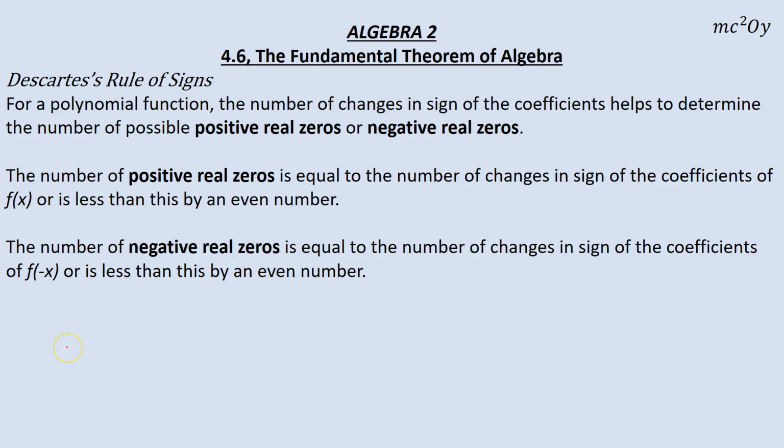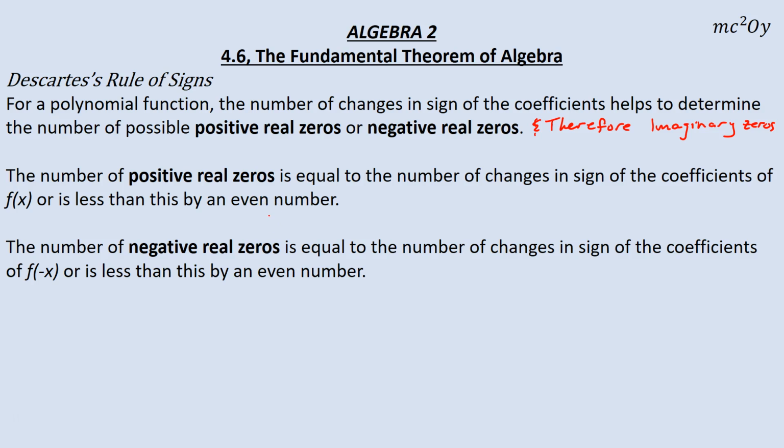I know this is a long lesson, but it'll help out here. Descartes' rule of signs. This just helps us to determine how many positive, negative, and therefore imaginary zeros there are. For a polynomial function, the number of changes in signs of the coefficients helps you determine the number of possible positive real zeros or negative real zeros, and therefore imaginary zeros. So the number of positive real zeros is equal to the number of changes in the sign of the coefficients of f of x, or is less than that by an even number.